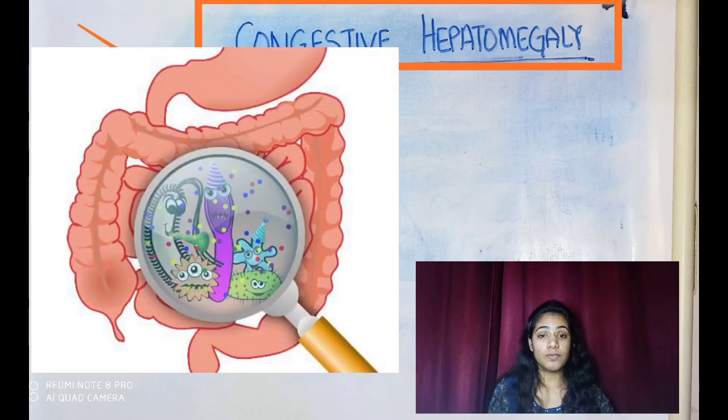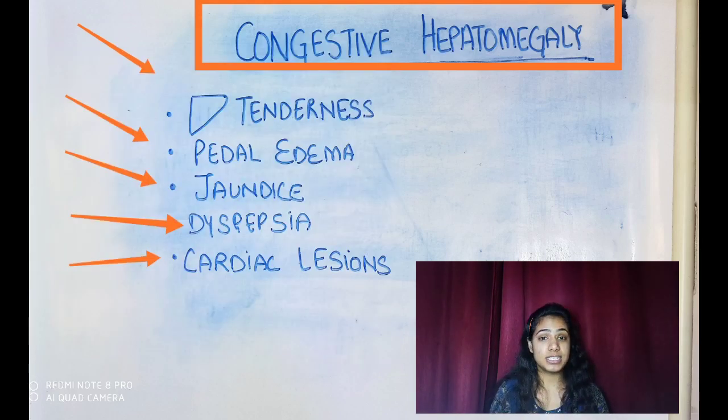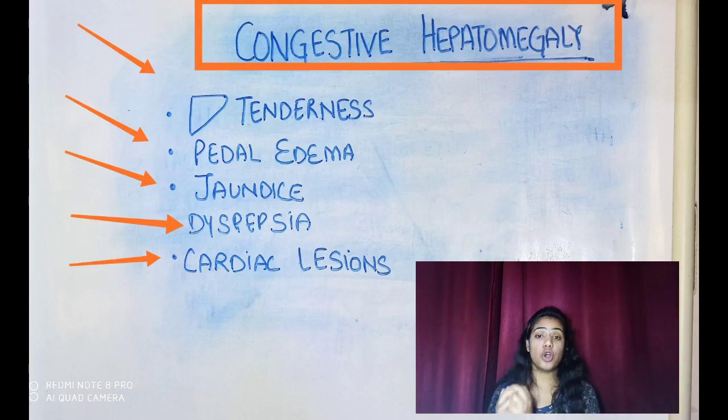When we take the history, the patient will say that he doesn't feel like eating, eats only a little and his stomach gets full. That is called dyspepsia. Something bloating, something gasiness in the stomach. That is dyspepsia. And in some cases, jaundice will also be there.